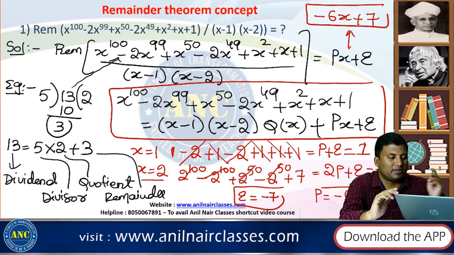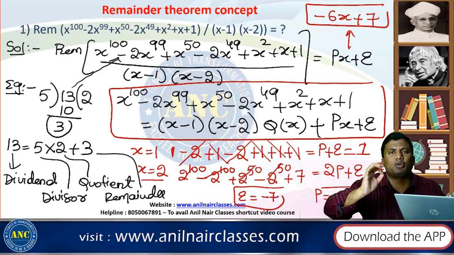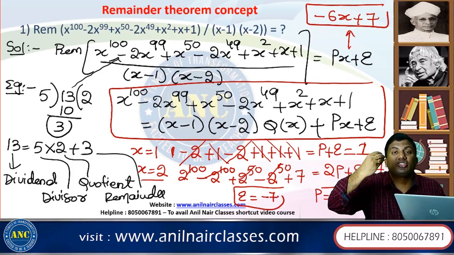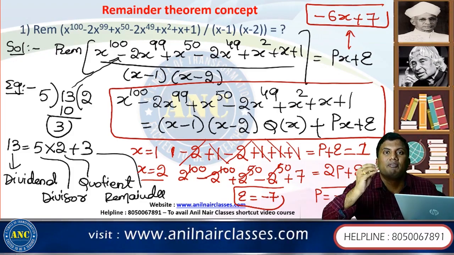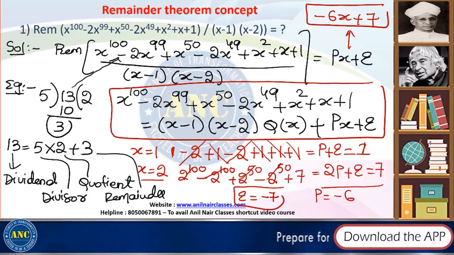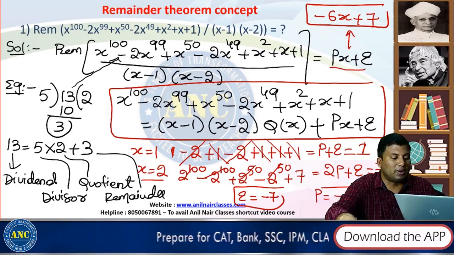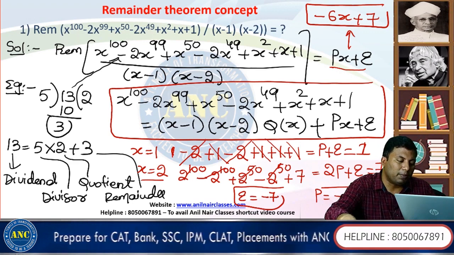Minus 6x plus 7. I hope the idea is clear. A very beautiful question on remainders, which seems very difficult if you do not know the concept that when a polynomial expression is divided by a quadratic, the remainder is nothing but a linear. So because I know that it is linear, I took it as px plus q. Dividend equivalent to divisor into quotient plus remainder.